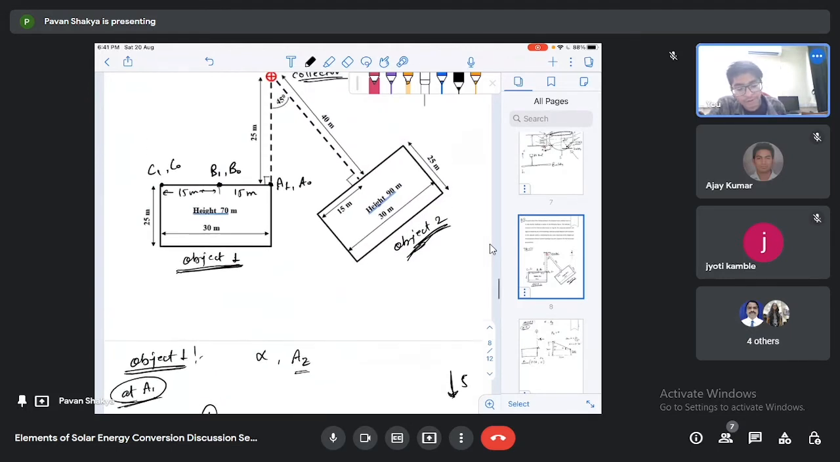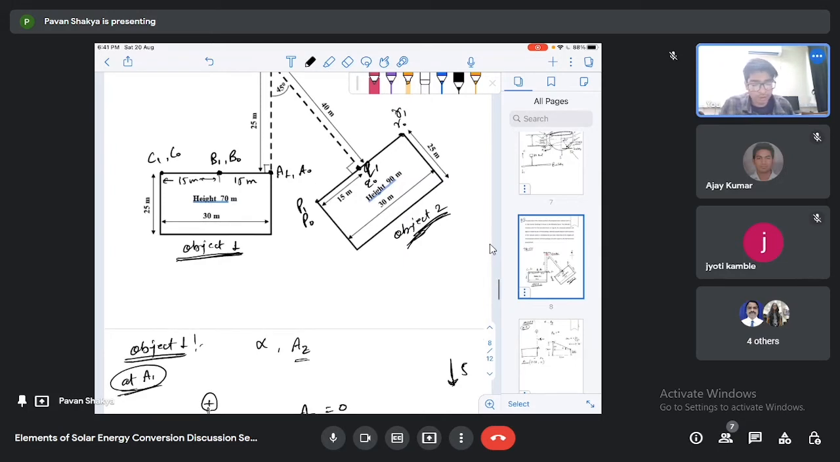Also there are two buildings given, that is two objects, so we have to solve it for this building as well. I will use the points like P1, P0 for this left one, Q1, Q0 and R1, R0. Now I will move to the second point, that is B1.